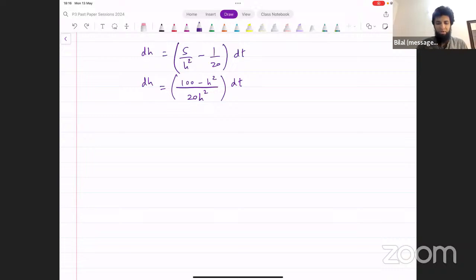So we kind of cross multiply here. 20h squared goes to the left side. It becomes 20h squared divided by 100 minus h squared dh. And on the right side, when this whole thing goes to the left side, you're just left with 1. You have 1 dt. And now the variables are separated. You have to integrate the left hand side separately and the right hand side separately. And then you can solve it further.